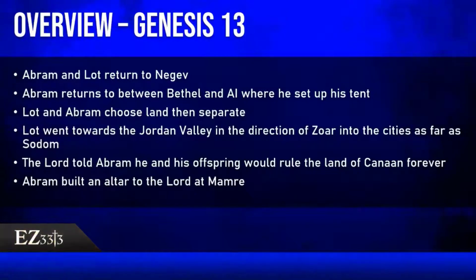So overview of Genesis 13. Abram and Lot return to Negev. Abram returns between Bethel and Ai, where he set up his tent. Lot and Abram choose land and then separate. Lot went towards the Jordan Valley in the direction of Zoar and the cities as far as Sodom. The Lord told Abram he and his offspring would rule the land of Canaan forever. Abram built an altar to the Lord at Mamre.